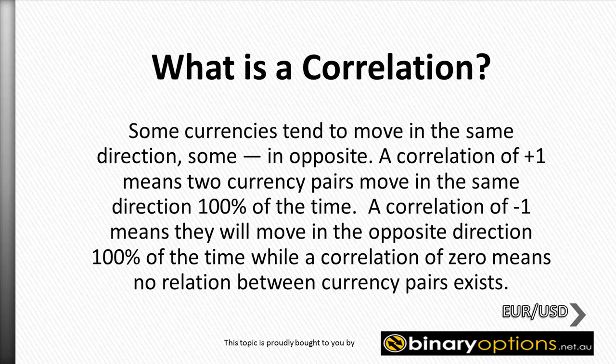In trading terms, a correlation of +1 means two currency pairs have moved in the same direction 100% of the time. A correlation of -1 means they move in the opposite direction 100% of the time, while a correlation of 0 means there is no relationship between currency pairs.